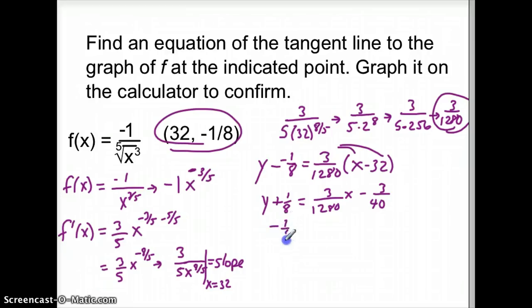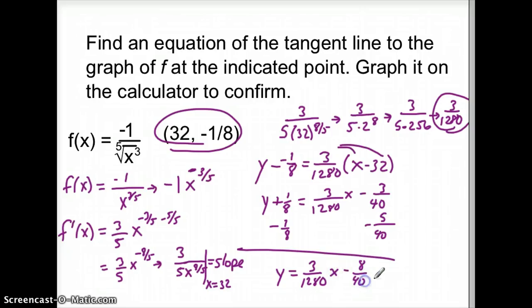So I'm going to subtract 1/8 from both sides. 1/8 is the same as 5 over 40. So I have y equals 3 over 1280x minus 8 over 40. And 8 over 40 reduces to 1/5. Okay, there's your equation of the tangent line.